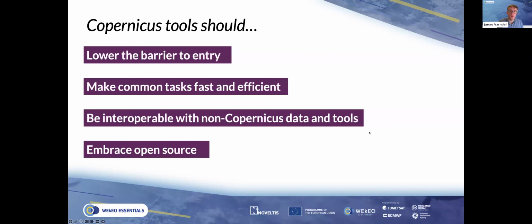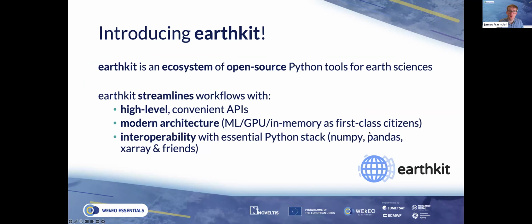So based on these criteria, we started a project called Earthkit. Earthkit is an ecosystem of open source Python tools for earth sciences. Earthkit streamlines earth science workflows with a very high level API that makes it very simple to get hands-on with all sorts of earth science data.